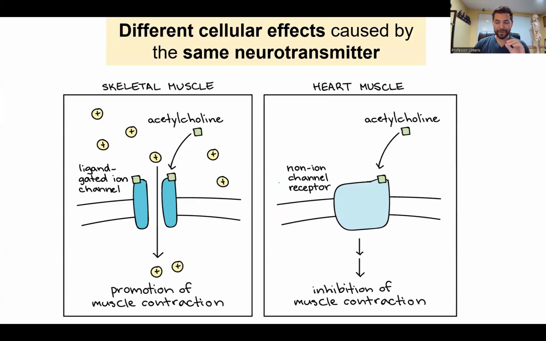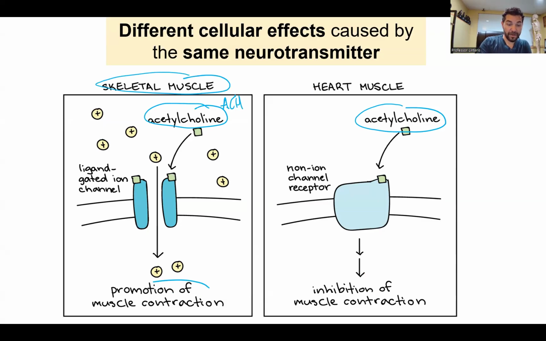Now, what this is showing you, and it's interesting, is that one neurotransmitter, ACH in this situation, and this kind of piggybacks off the first lecture as well, can cause different effects because of different receptors on different tissues, right? So if we release ACH onto skeletal muscle, it causes contraction.